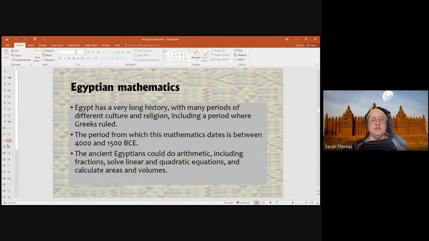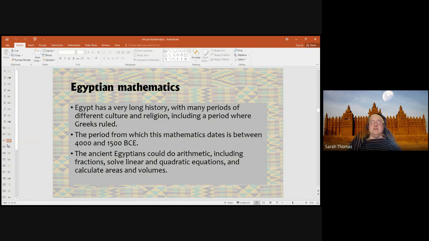So the capabilities that they had in ancient Egypt, especially towards the end, we have evidence for. They may have had these capabilities before this, but this is when we have evidence for it. That they could do arithmetic. That would include fractions, linear and quadratic equations, areas and volumes, and slope.